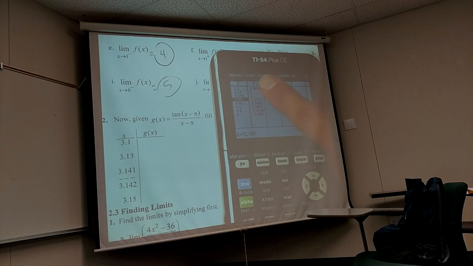Okay, so this is not always the best option, but this is the option I always try first, just in case it's quick and easy. But what did you guys get when you put a 3.1 in? That should have been 5 something. What about 3.13? 3.141? 1.0000001. Okay. Probably same thing for this, right?